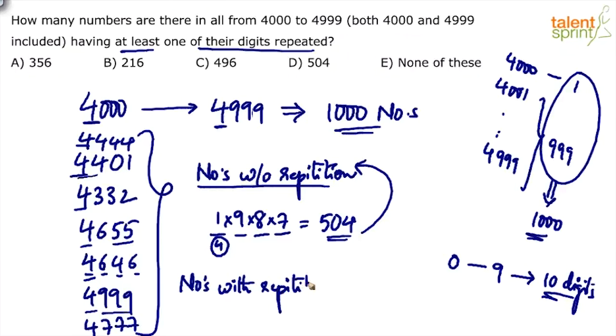Now, what will be the count of numbers with repetition? From the total 1000 numbers, subtract 504, which gives you 496. So option C would be your answer. Here we have taken all the numbers with at least one repetition, 496. There we had taken all the numbers without any repetition, right? So total minus without repetition will give you with repetition, or total minus with repetition will give you without repetition. So option C, 496, is the correct answer.